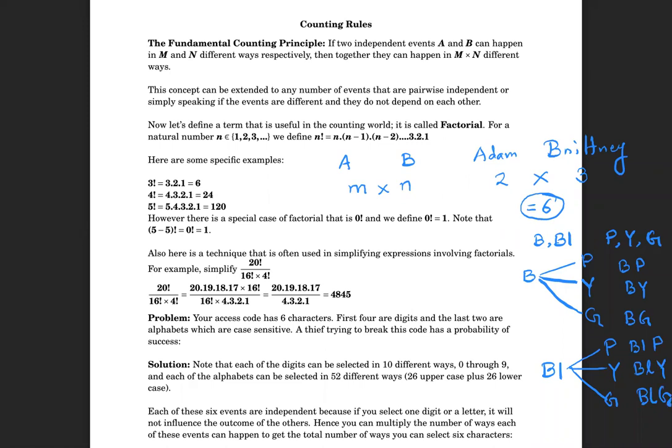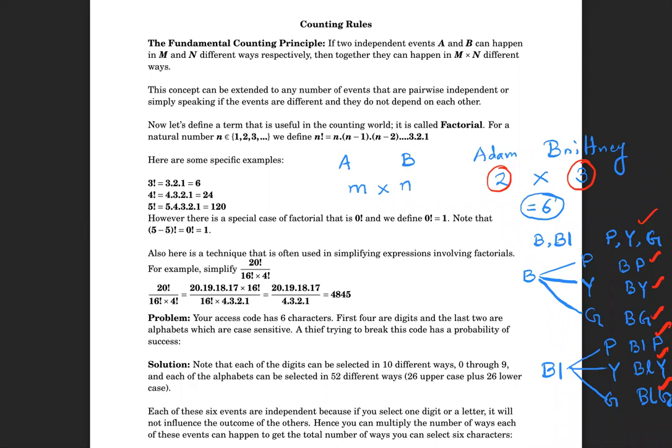So you can see there are 6 different possible combinations or 6 different ways this could happen. So Adam can dress in 2 different ways, Brittany can dress in 3 different ways. Together they can dress in 2 times 3 or 6 different ways. I just gave you a very simple example. Now, this can be extended to any number, by the way. It doesn't have to be 2.